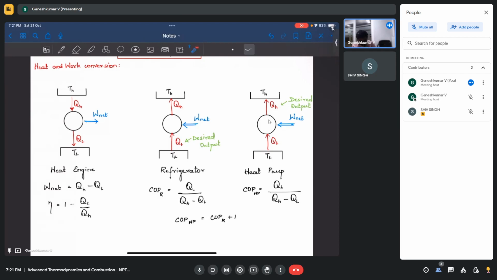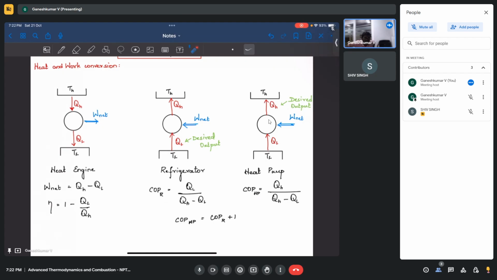A heat pump does the opposite, by taking work as an input. A refrigerator and a heat pump are almost the same, but in a refrigerator we are interested in removing heat from a cold space, while in a heat pump we are interested in dumping heat into the hot reservoir. Both are the same from a physical perspective. The only difference is the area of interest, and because of that the coefficient of performance formulas are a little bit different.